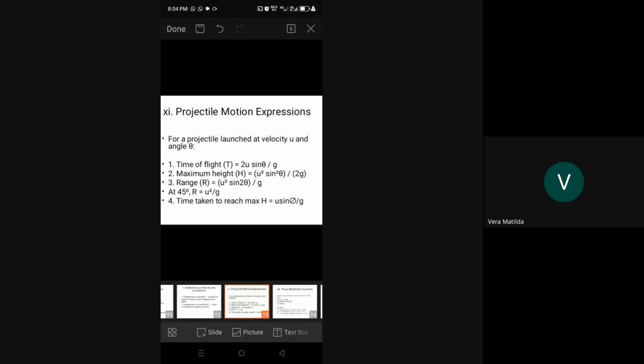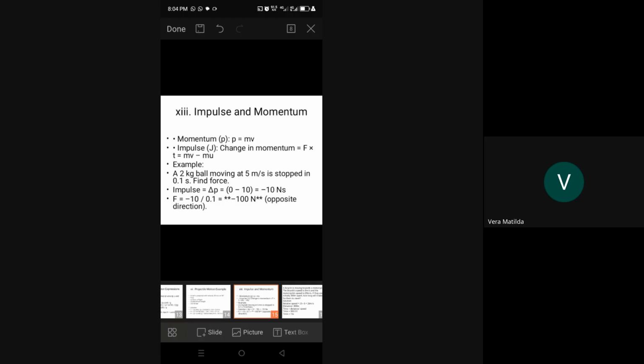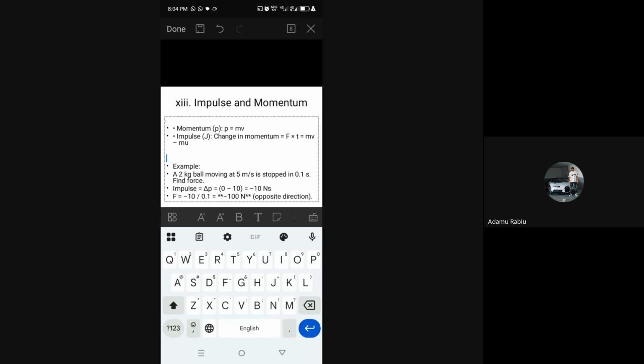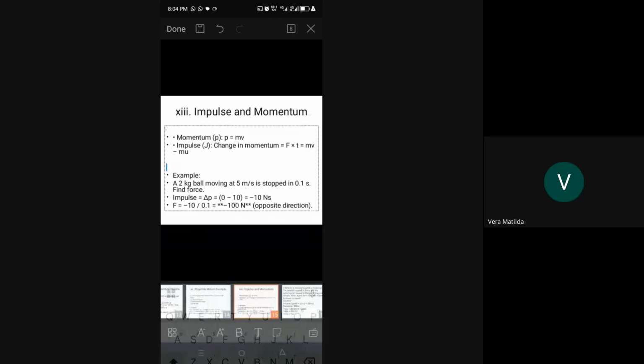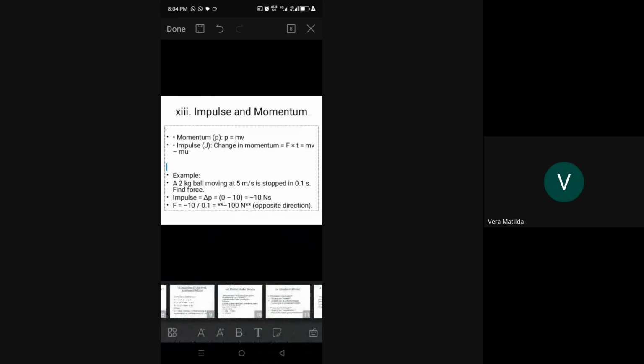Thank you, I've taken that. Okay, then impulse and momentum. This one just has two formulas. This one is an example. So the two formulas are what you are seeing there. Momentum is mass times velocity. Impulse is change in momentum, which is mv minus mu, or force times time. Okay, all right, is that okay now? Yes, sir. Thank you so much.